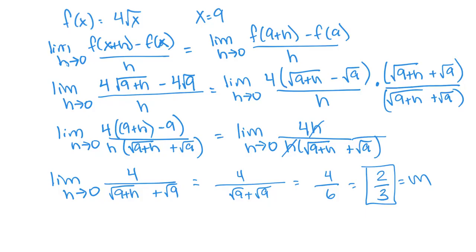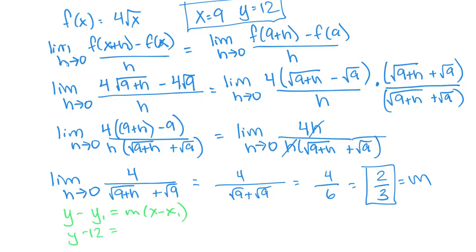Now, just like in the last example, we need a point, right? So when x is equal to 9, we know y is equal to 12, so we have an x value, a y value, and a slope. Let's continue this in a different color so we don't get confused. We're going to use our point slope equation to find the equation of this tangent line. So plug in 12 for y1, 9 for x1, and simplify. And as you simplify, you should get y equals 2/3 x plus 6.